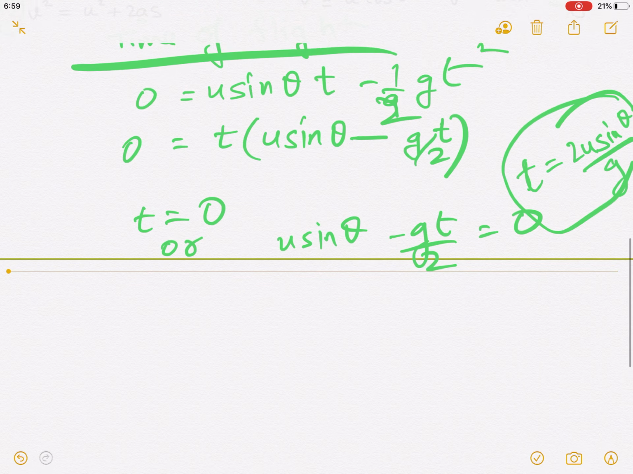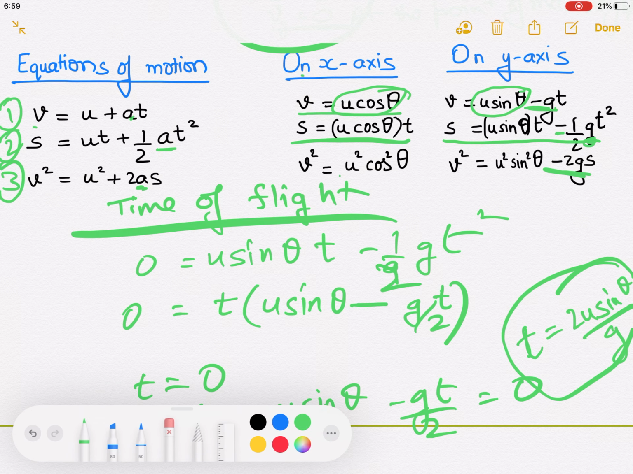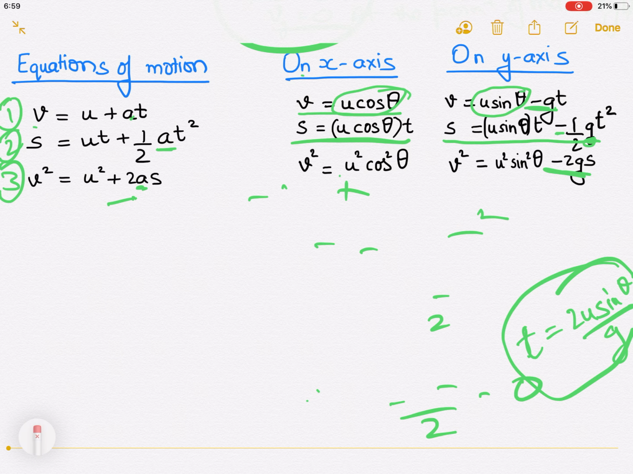Similarly, we can derive the equation for the range. For the range, what we have is u cos theta multiplied by t, taking this equation, sorry, this one: u cos theta multiplied by t, which is the time of flight.